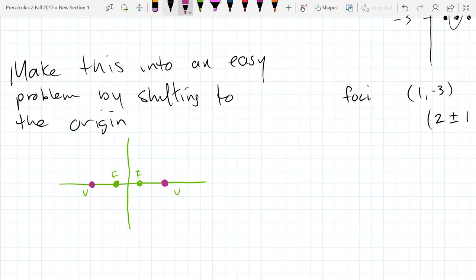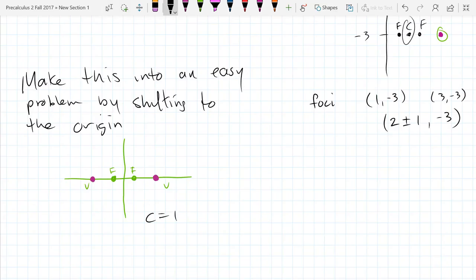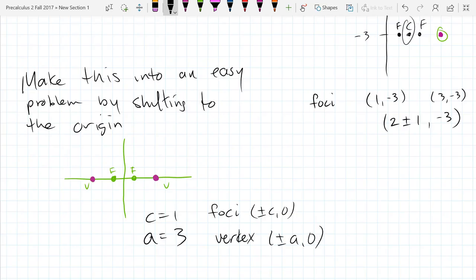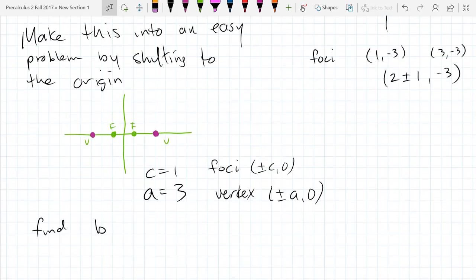So we've got vertex. And now I'm ready to write down, C is going to equal 1. And the vertex is the A coordinate. So A equals 3, and that comes from the foci are plus minus C, 0, and our major vertexes are plus minus A, 0. So that's how I got the A and the C right there. So find B. You know A, you know C. Find B. And then that will give you where your other two vertexes should be. I know they're on the y-axis, I just got to figure out where they are on the y-axis.